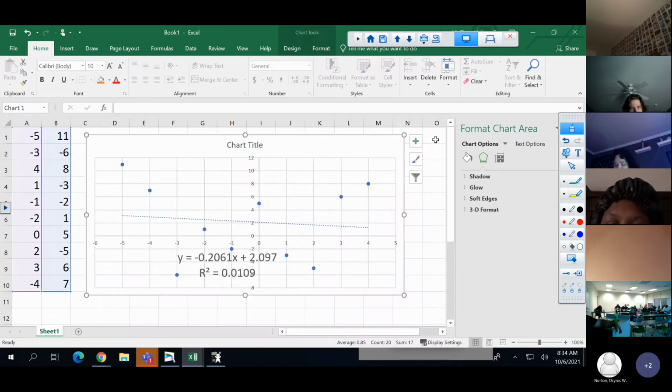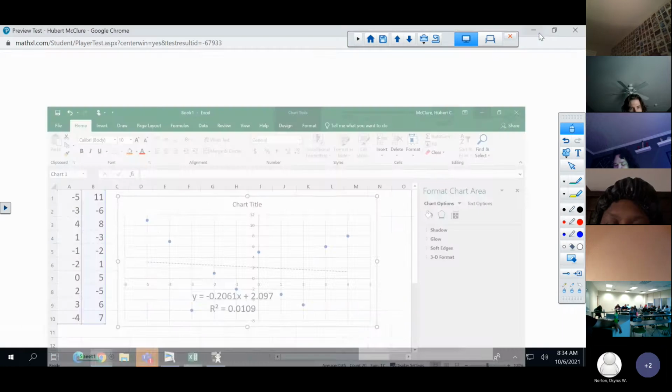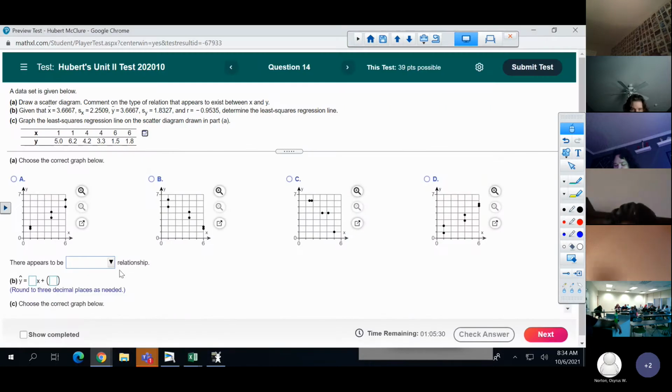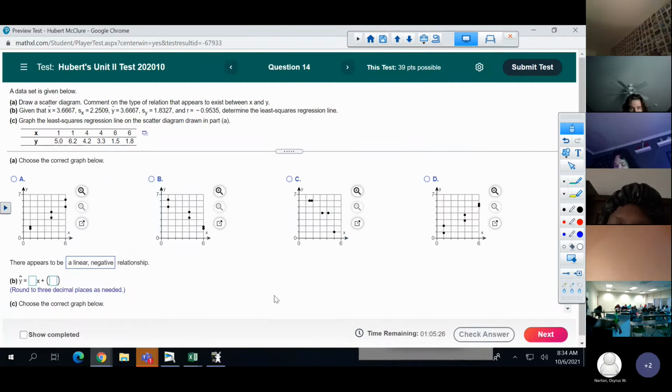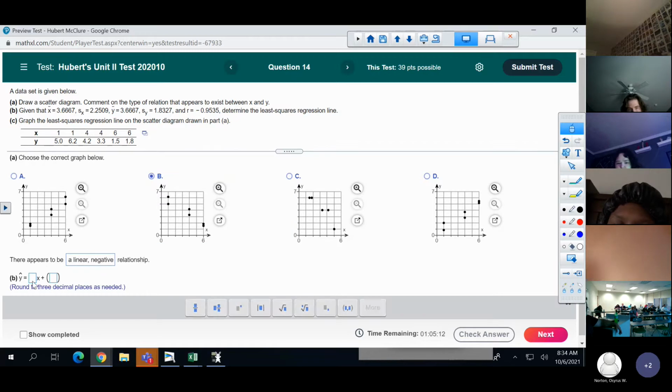7763, negative. Appears to be a linear negative. Looks like B. It can't be A or D. Why? Because A and D are positive. And somebody give me the round decimal places. 3 point negative what?